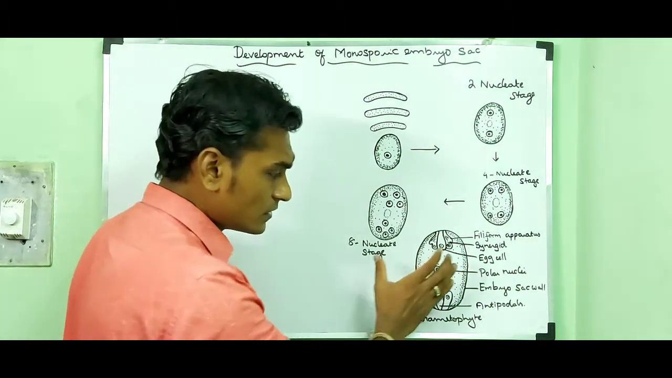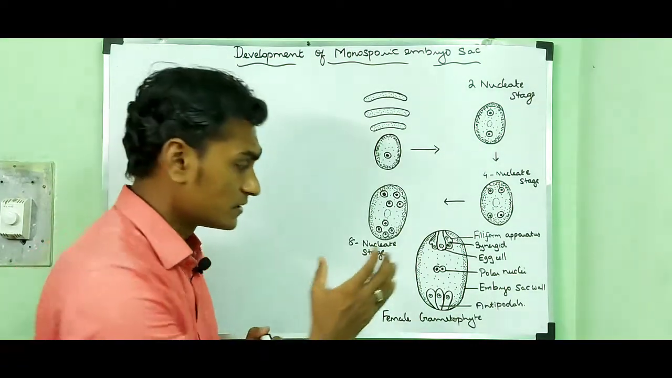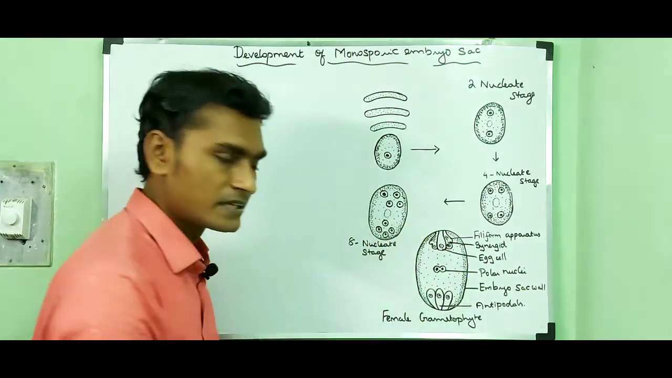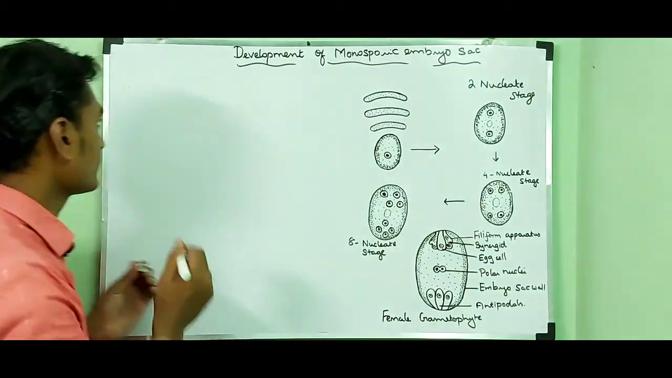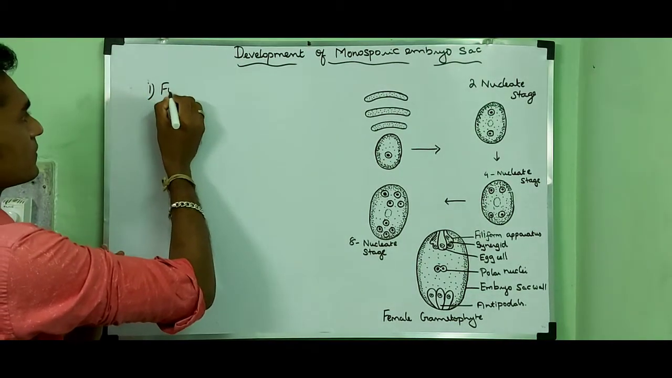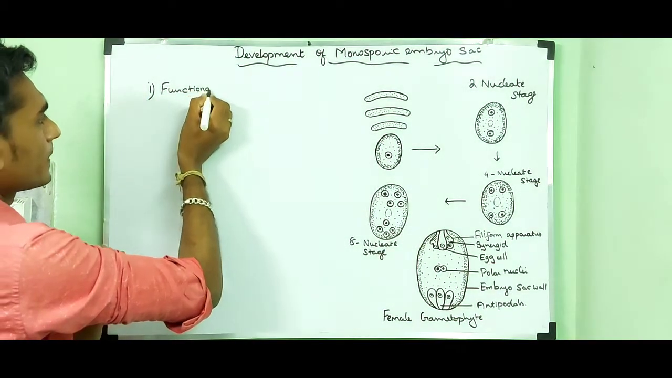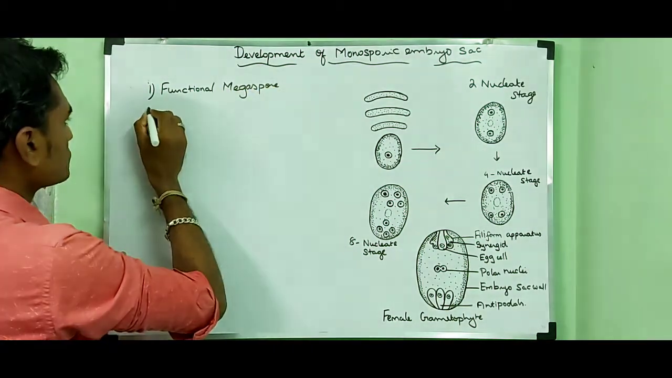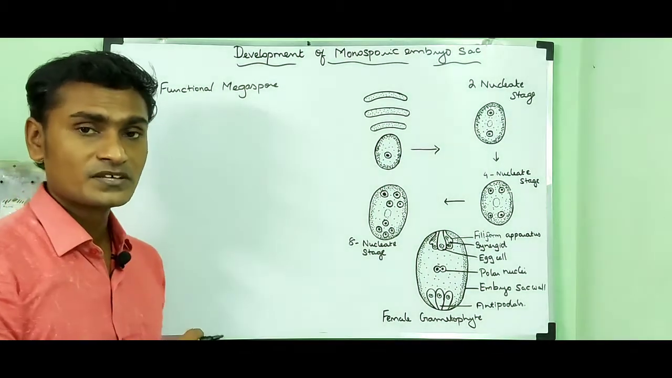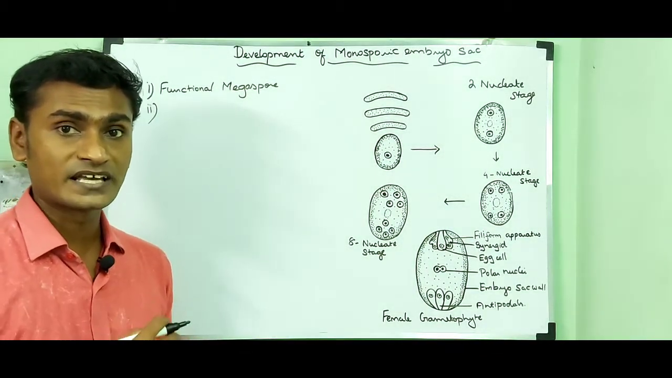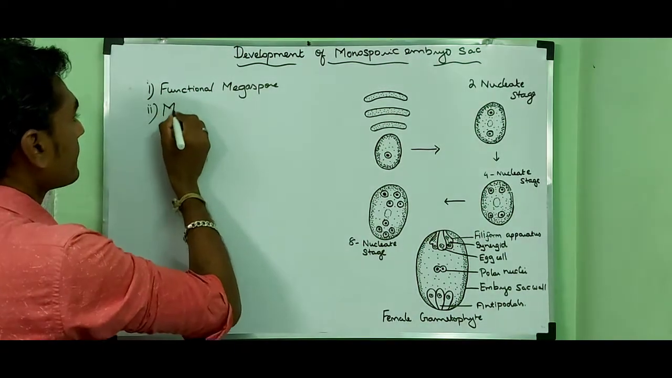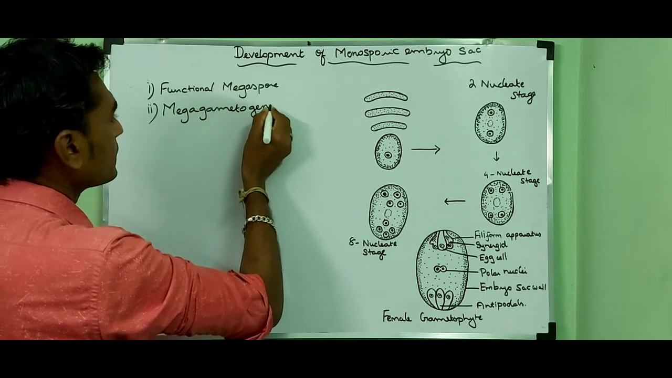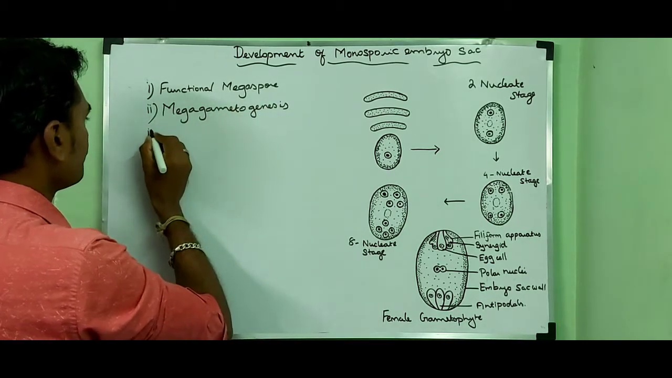The embryo sac, or female gametophyte, develops from the functional megaspore. The development of the female gametophyte or embryo sac is called megagametogenesis.